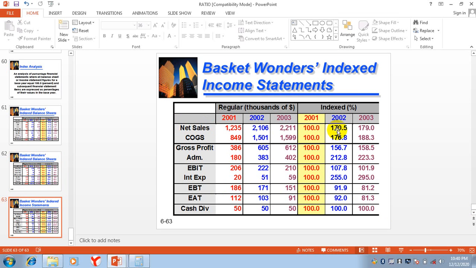Now sales, there is an increase of sale. From 100 it goes to 170 to 179, which is a good sign. Cost of goods sold, but there is an increase of cost of goods sold. There is very much increase in our cost of goods sold. There is an increase of 70% in our sales, but there is an increase of 76 and 88% in our cost of goods sold, which is a very poor point, very weak point for the company. Now gross profit, there is an increase of 56 and 58%. This increase is because of the increase in sales.